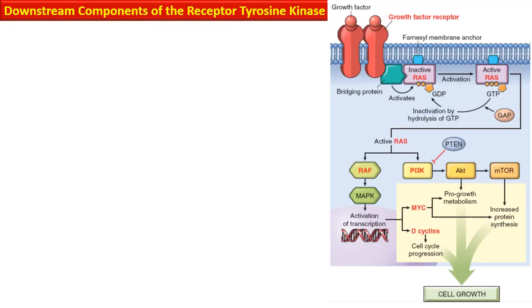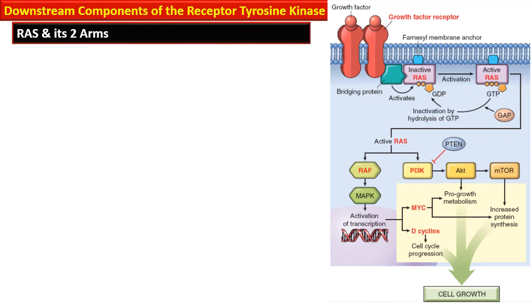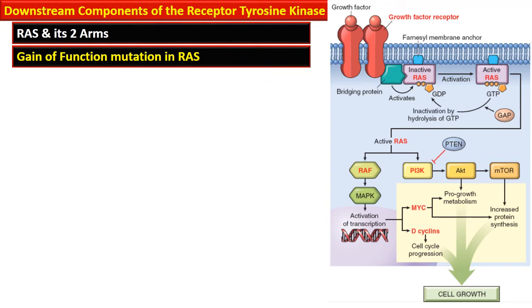Now the components of the receptor tyrosine kinase. You can see here that the RAS is activated, and downstream this RAS has got two arms. One is the RAF and another one is the phosphoinositol 3 kinase, AKT and mTOR. So there are two arms of the RAS which are responsible for downstream effect.